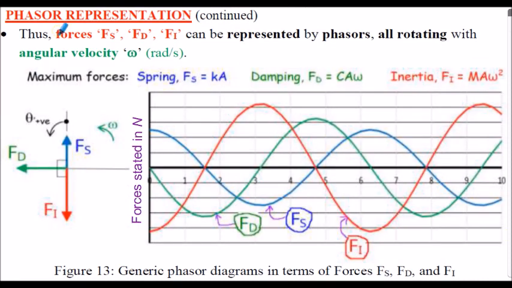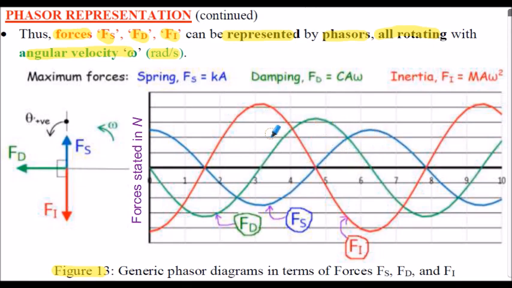So that means the spring force Fs, the damping force Fd, and the inertia force Fi can also be represented by phasors, also rotating with angular velocity omega in radians per second. So figure 13 just shows a generic overview of the three forces, and we can see here that the damping force leads the spring force. Again, if plotted against angle, that would be by 90 degrees.